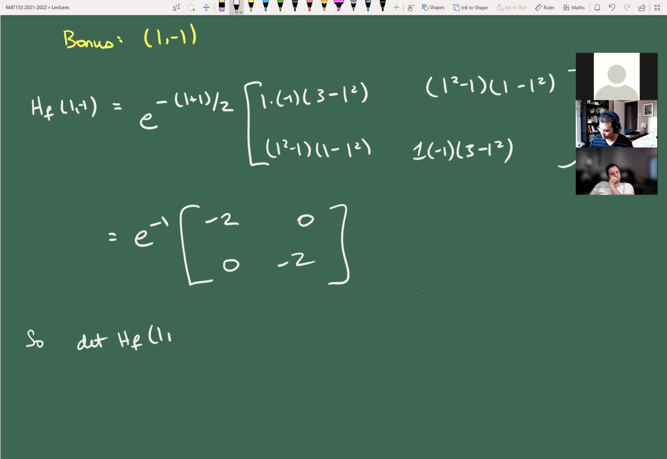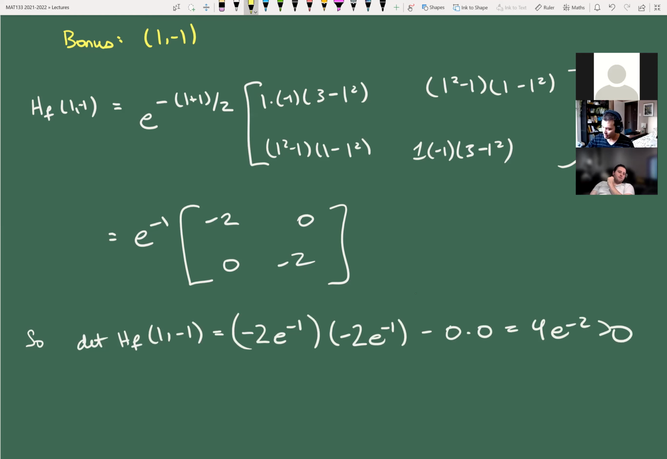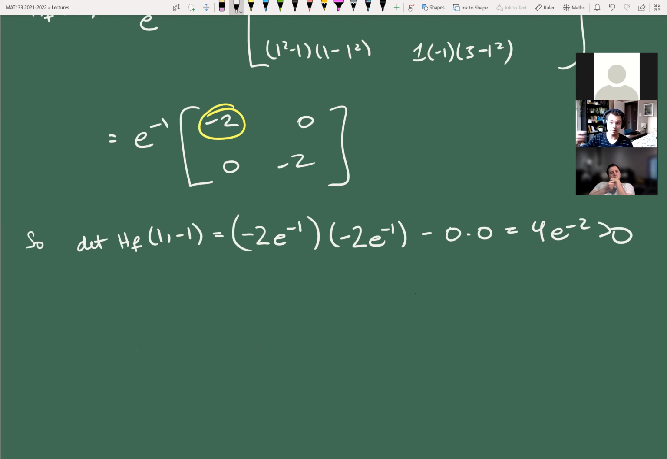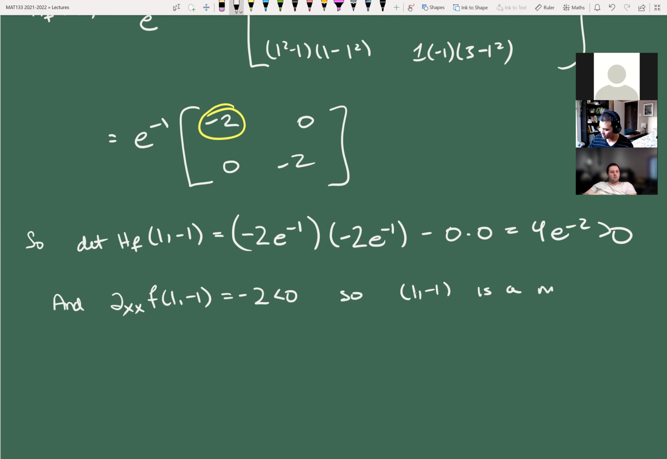So the determinant of this is going to be -2e to the -1 times -2e to the -1, minus 0 times 0. So that gives me 4e to the -2. That number is positive. And then I come up here and ask, is this positive or negative? This one's actually negative, unlike our previous example. So this one's actually a maximum, unless you make the mistake like I did and forget the minus signs. So you see, even I get burned sometimes on those minus signs. So -1 is a max.